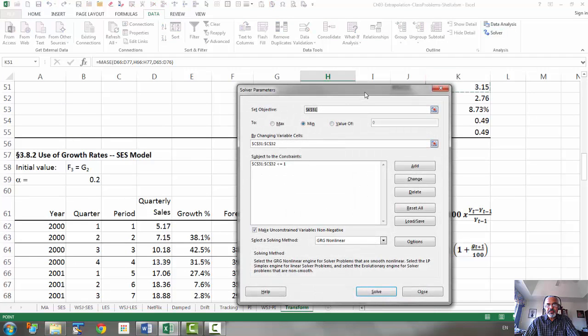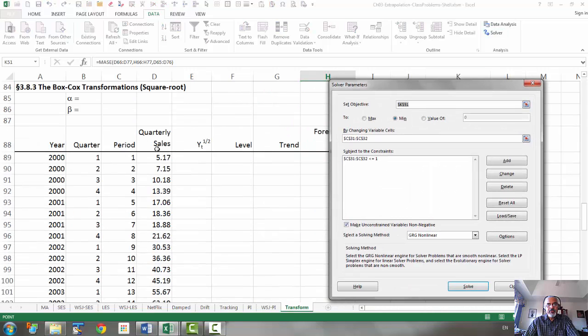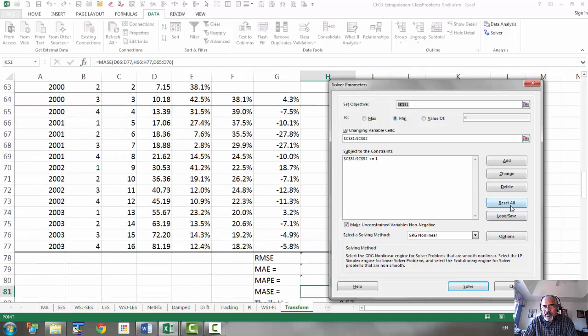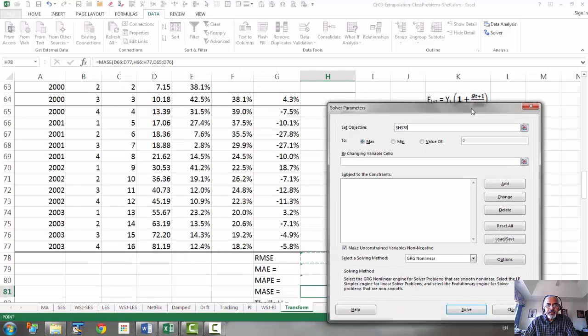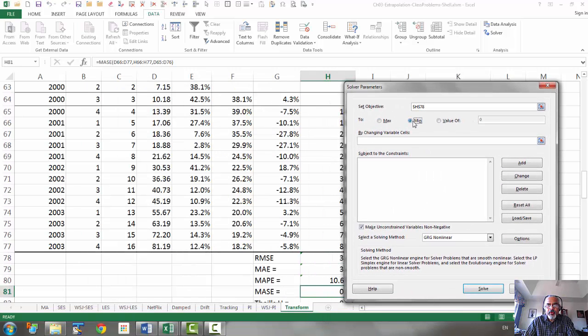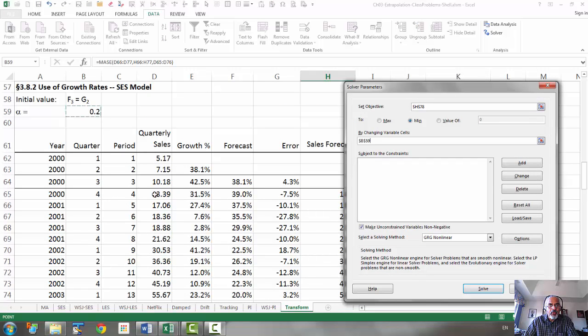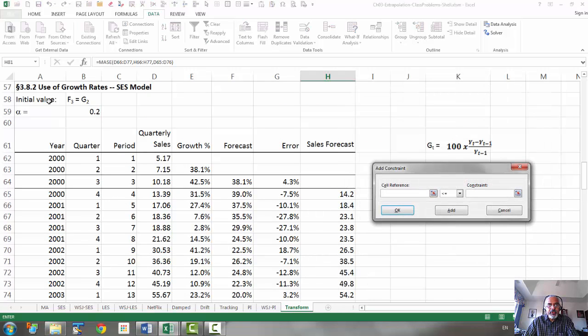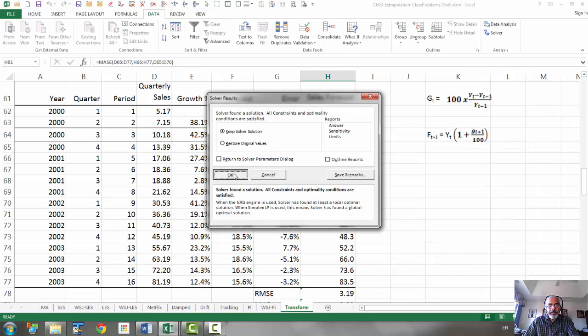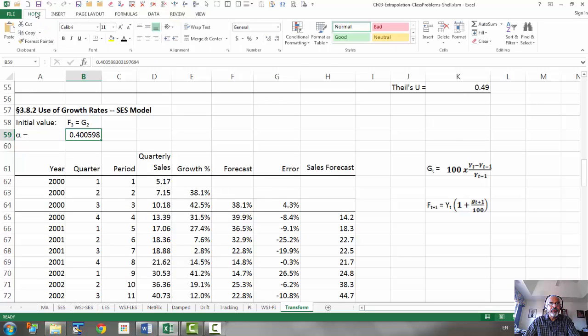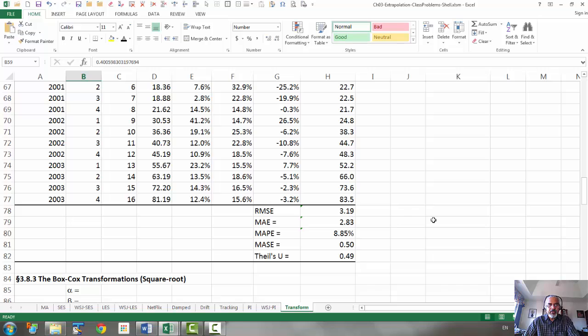Now the previous Solver parameters are still there, so we need to reset this by clicking Reset All. Then we select the RMSE for this one. We want to minimize that, with only one parameter, alpha, and we set that to less than or equal to 1, and that's it. And then we solve, then click OK. So now the alpha value is 0.4, and these are the best RMSE values.